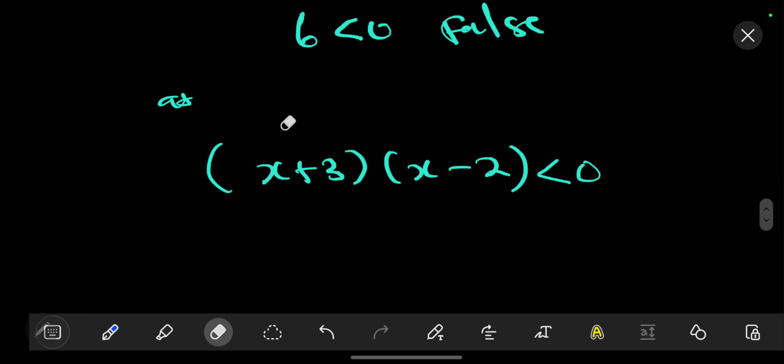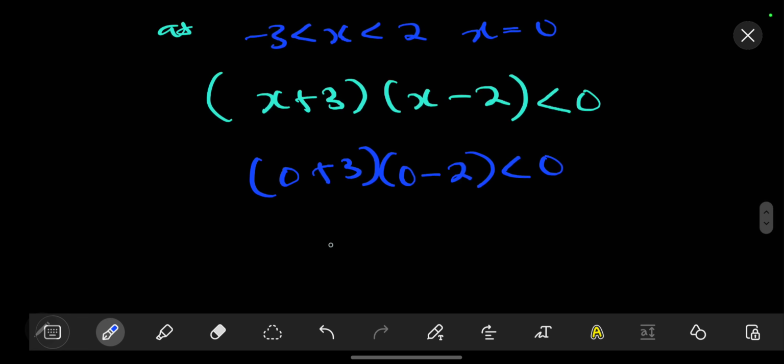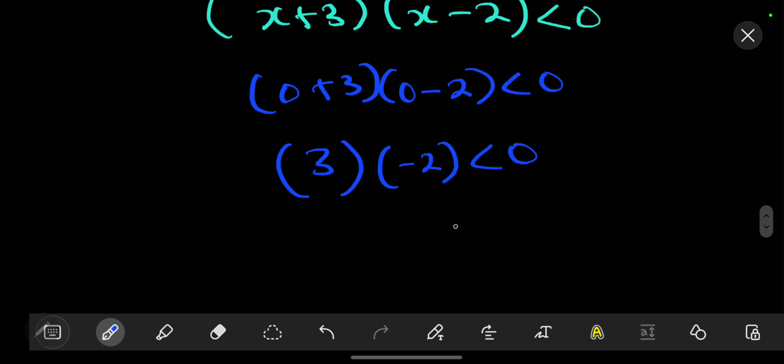So we have the interval -3 < x < 2. Let's say on this interval x is equal to 0. Where there is x, we put 0. We have 0 + 3, then 0 - 2, less than 0. So we have 3, then -2, should be less than 0. -2 times 3 gives us -6, which is less than 0, which is true.